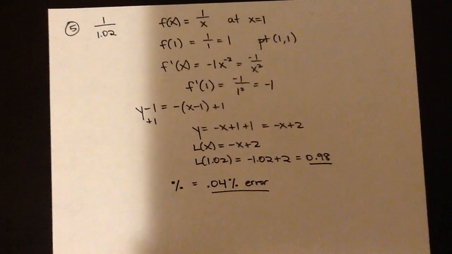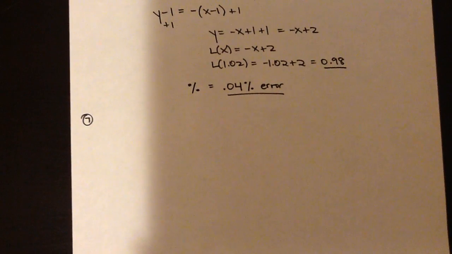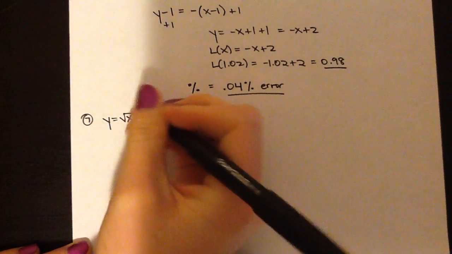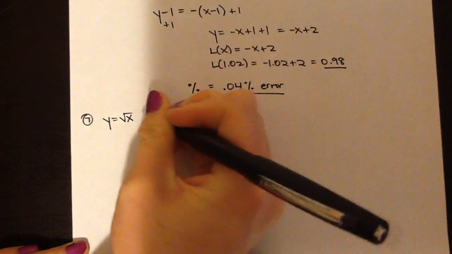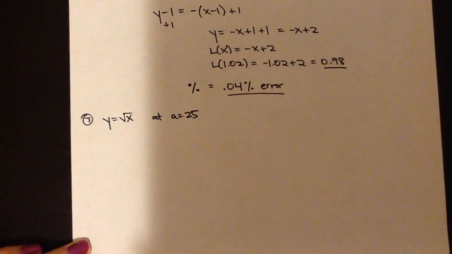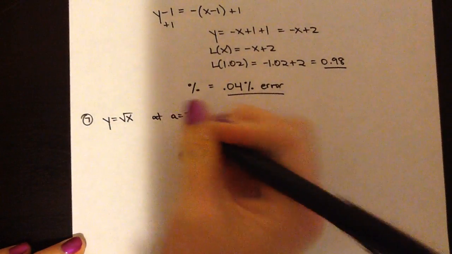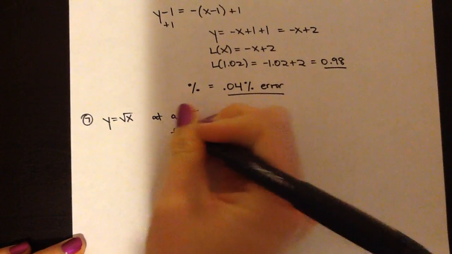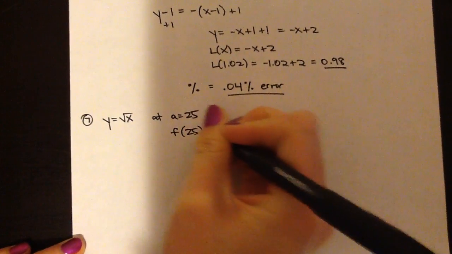All right, next one is number 7. We are finding a linearization. Remember, I will say this over and over again: linearization is the exact same thing as a tangent line. So we start with y equals the square root of x, and we are trying to find it at a equals 25. This one actually is less work than the previous problem. All I need to do is come up with the tangent line itself. My function is this right here. First I want to find the point of tangency, so I plug my x value into the function.